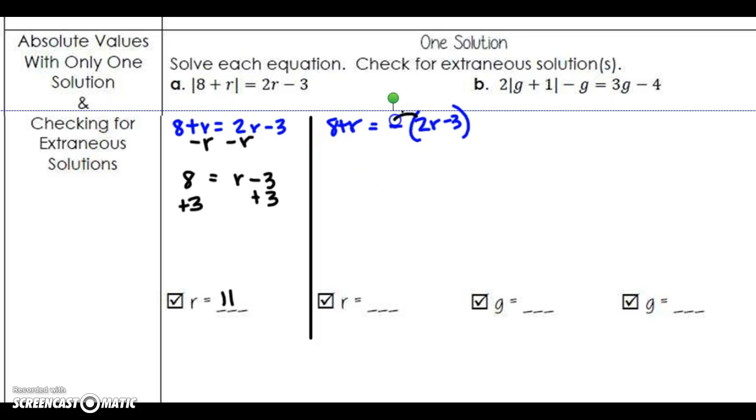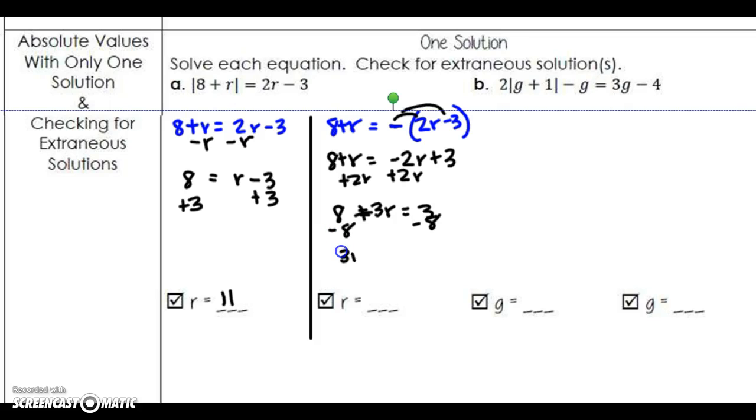So over here, distribute. Negative 2r plus 3. Careful with those negatives. And then let's go ahead and add 2r. 8 plus 3r equals 3, minus 8, minus 8. 3r equals negative 5, divide by 3. Got ourselves a fraction there.